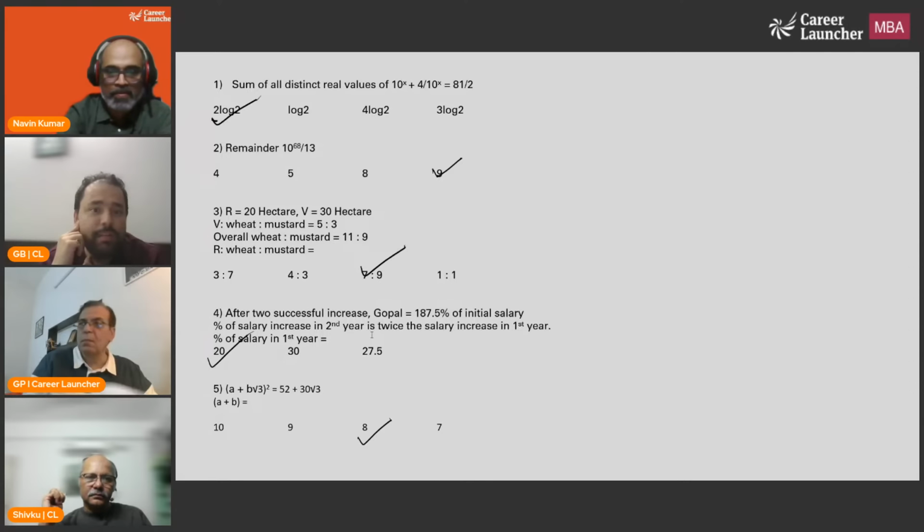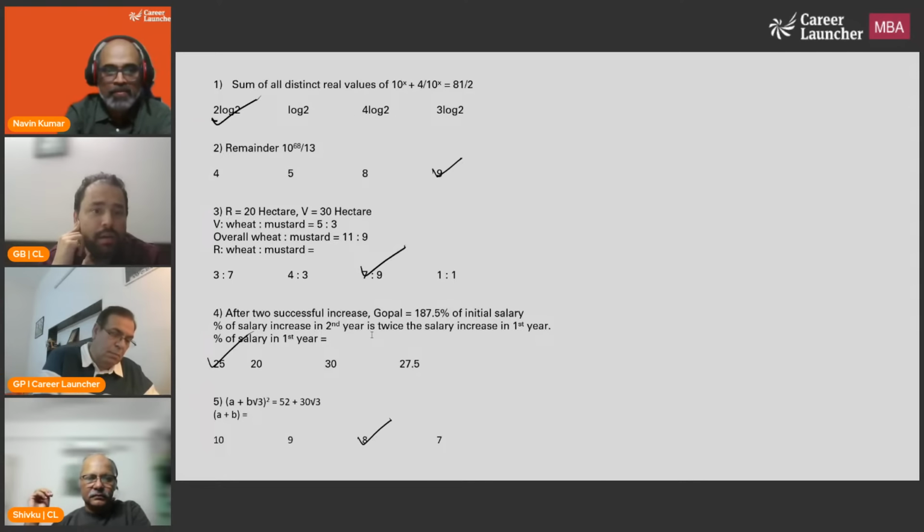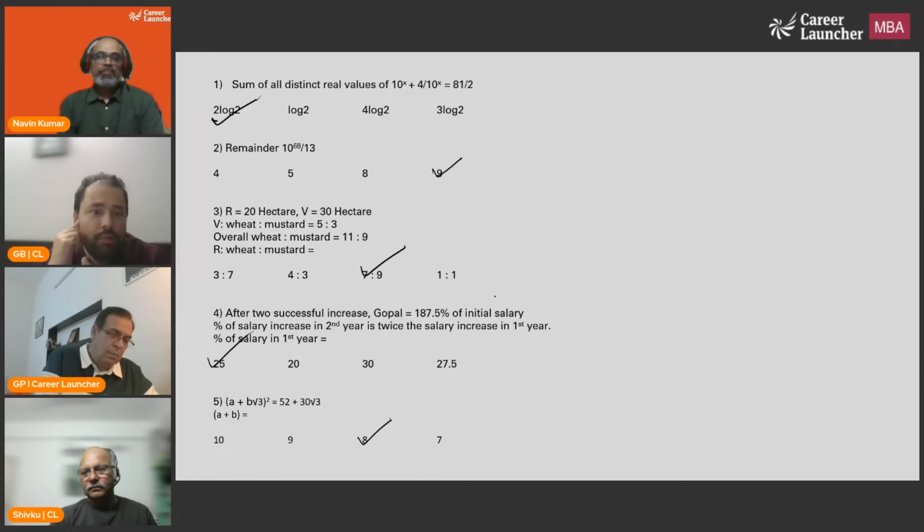Remainder of 10 power 68 by 13 is 9. R equals 20 hectare, V equals 30 hectare, wheat is to mustard ratio 7:9. This seems like two successive percentage increases in salary, so the percentage of salary in the first year is 25%. Then (A plus B root 3) whole squared equals 52 plus 30 root 3. This question came in all 3 slots. The answer of A plus B is 8.